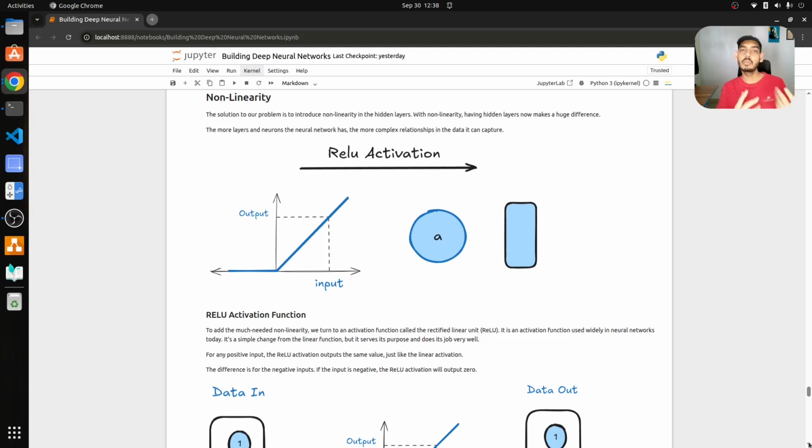So the solution to our problem is to introduce non-linearity in the hidden layer. With non-linearity, having hidden layers now makes a huge difference. The more layers and neurons the neural network has, the more complex relationships in the data it can capture.